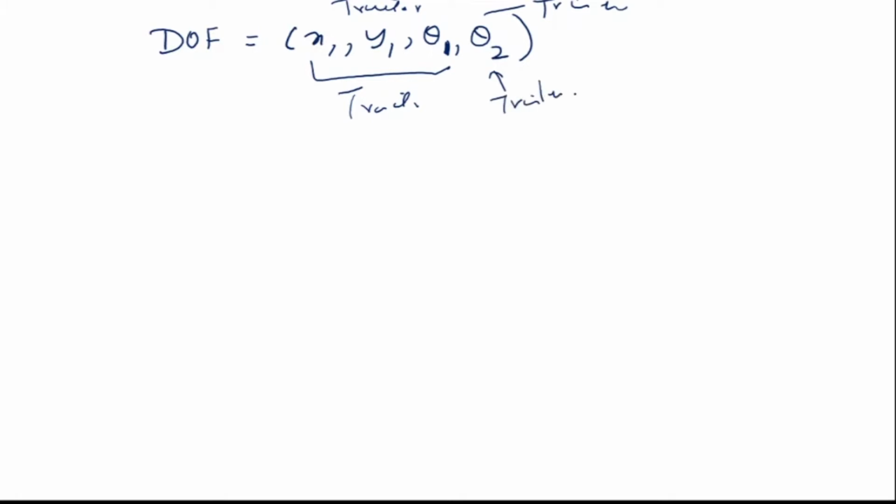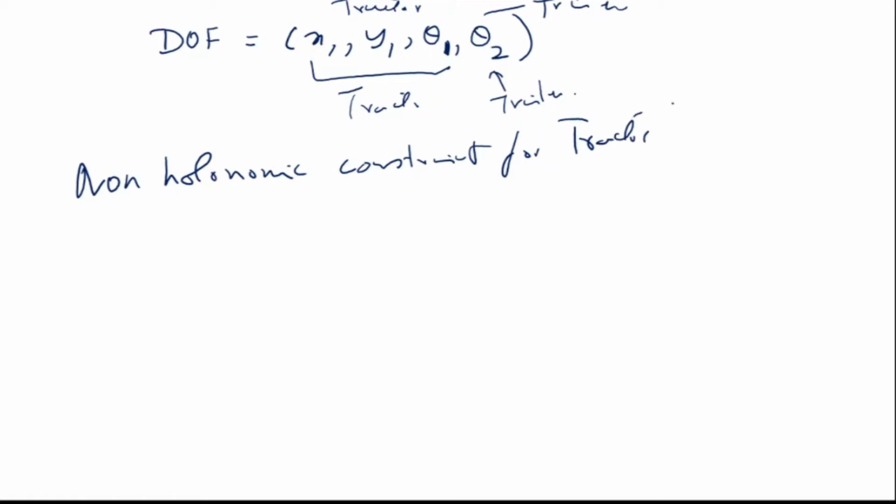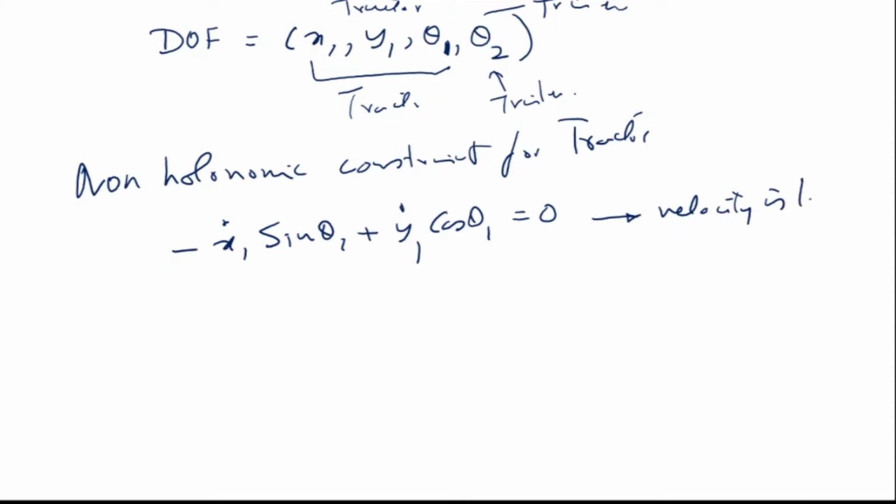Now the non-holonomic constraint for the tractor is equal to minus x1 dot sine theta 1 plus y1 dot cos theta 1 is equal to 0. This is the same non-holonomic constraint that a car has because the velocity is tangential. This we had derived in the last class. So the tractor is behaving like a car.